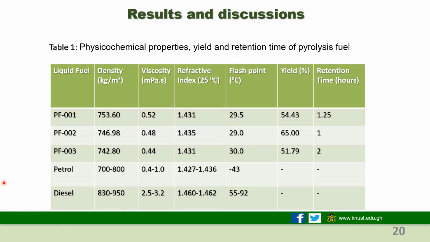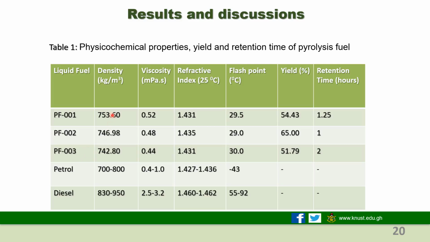ZCS2 was divided into two variants and used for the pyrolysis experiment. PF001 was the liquid fuel obtained when the sodium form of the ZCS2 was used. PF002 was the proton form of the ZCS2. PF003 was the liquid fuel obtained when no catalyst was used.